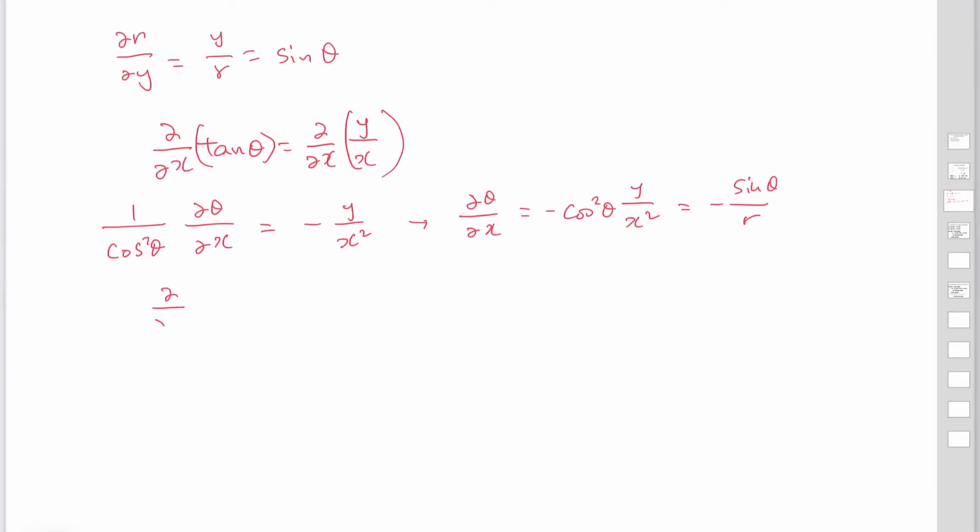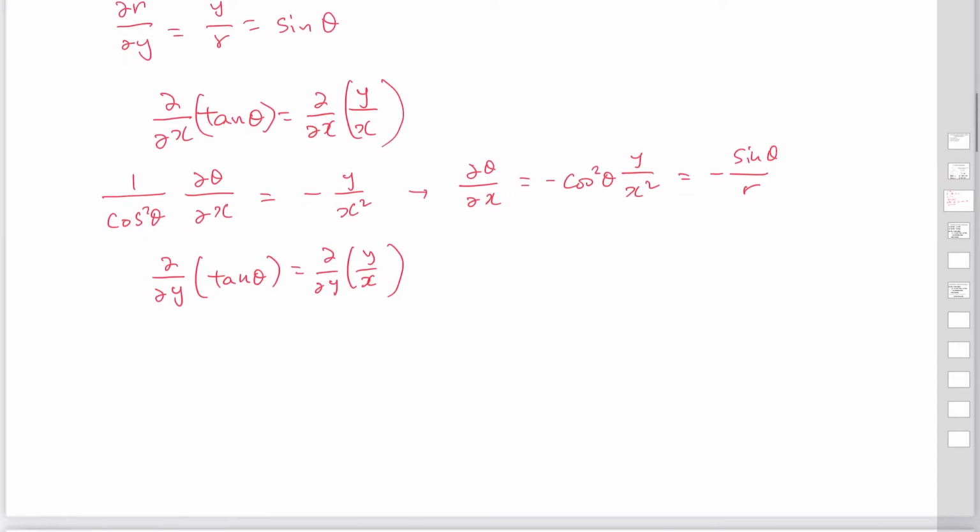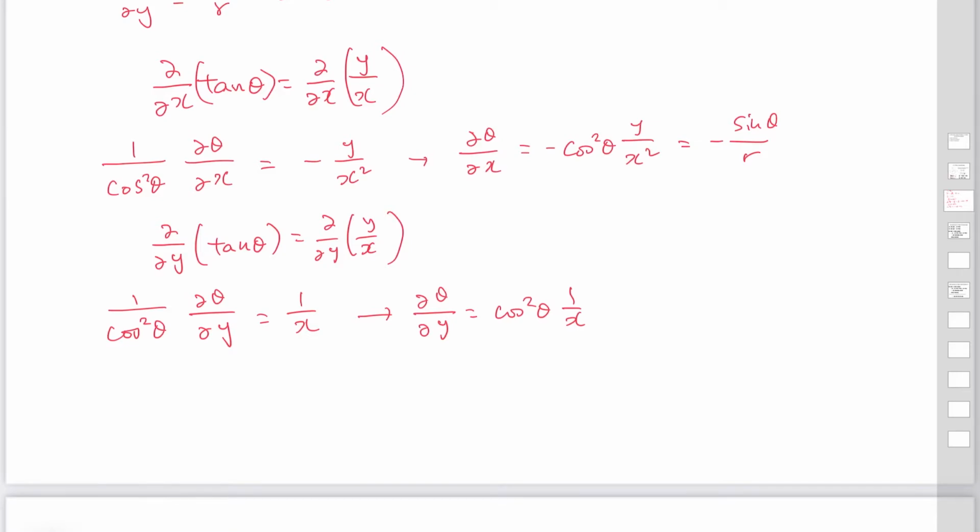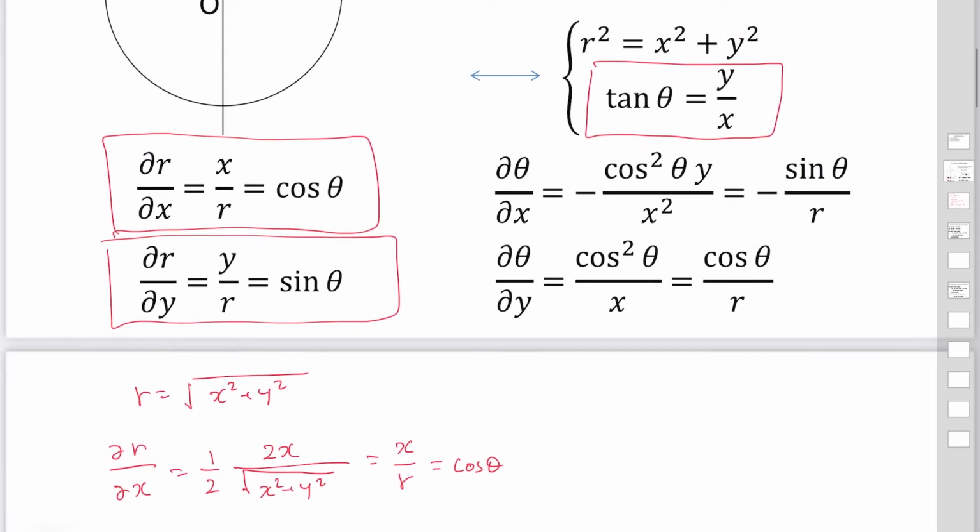Also, you could find the partial derivative of tangent theta with respect to y. So it becomes 1 over cosine squared theta times partial theta partial y equals 1 over x. So from this equation, partial theta partial y equals cosine squared theta times 1 over x. If you substitute x equal r cosine theta, it becomes cosine theta over r. So we derive the partial derivatives of theta with respect to x and y.